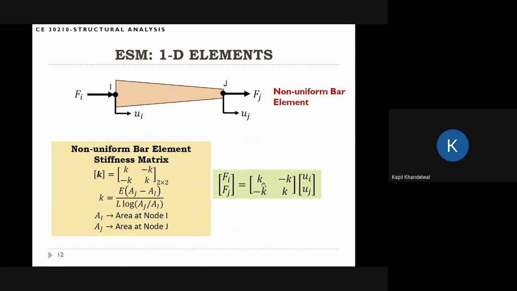So these are the three one-dimensional elements that we have discussed in the class. They're very straightforward and easy to use, and I hope that everyone is able to understand them. And if you have any questions about the element stiffness matrices, you can always email me and I will answer any of your questions.